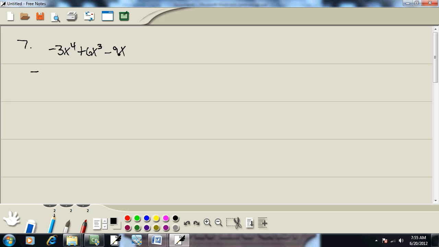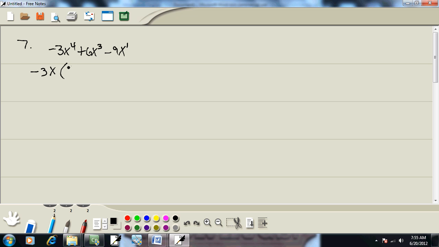Number-wise, I got 3, 6, and 9. Largest number divided in all those is 3. Here I got an x to the fourth. Here I got an x to the third. Here it's got an x. If I were to put a power here, it would be the first power. And you always pull out the x to the smallest power. So our first power is our smallest one, so we're going to just factor an x out.